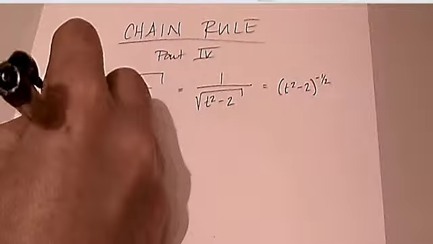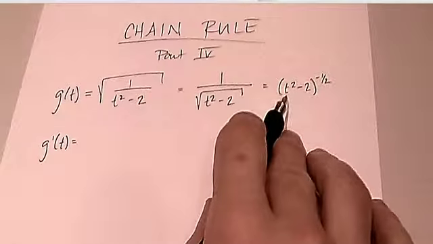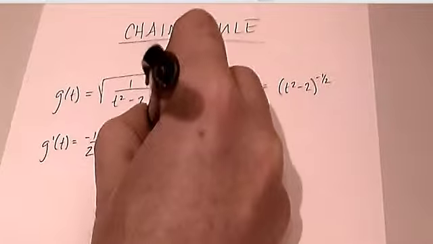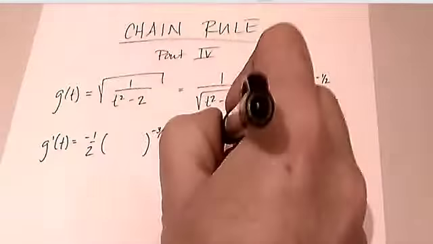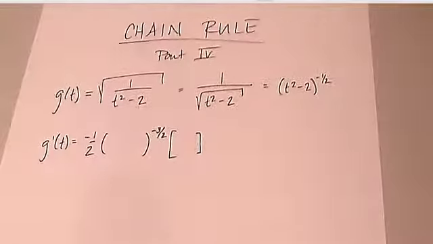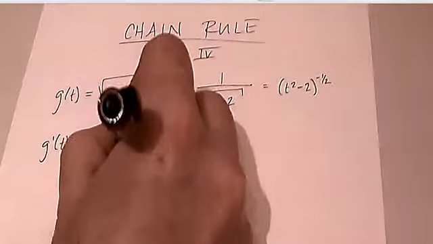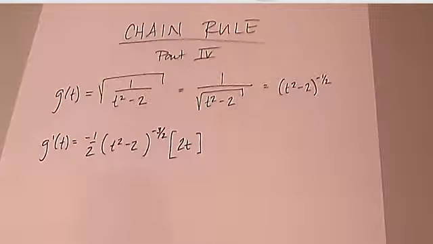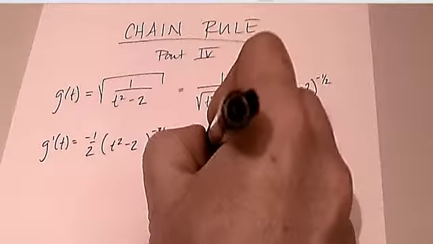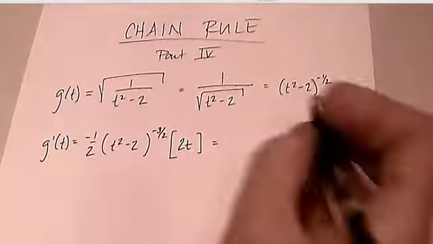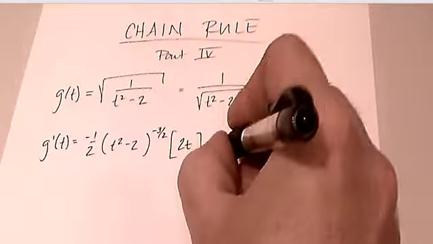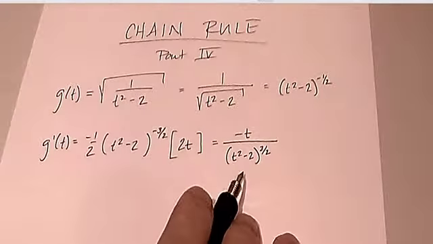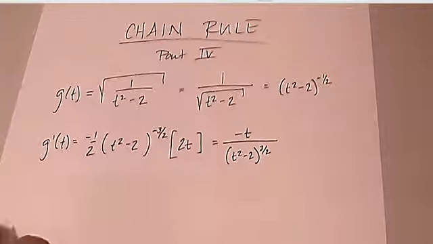Okay? And so we have g prime of t. Now that's stuff to the negative 1/2. So it becomes negative 1/2 stuff to the negative 3/2 times the derivative of stuff. Okay? The stuff just happens to be t squared minus 2 times, and the derivative of that, of course, is 2t. If you were asked to simplify it, the 1/2 and the 2 cancel each other out. You get negative t over t squared minus 2 to the 3/2 down here in the denominator because it had a negative right there. Ta-da!